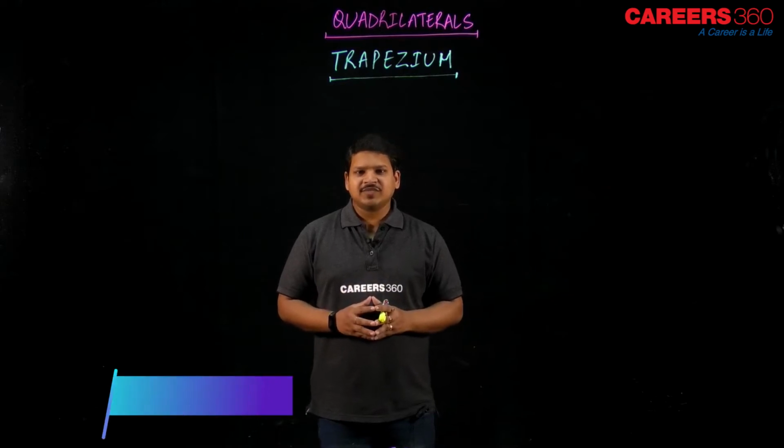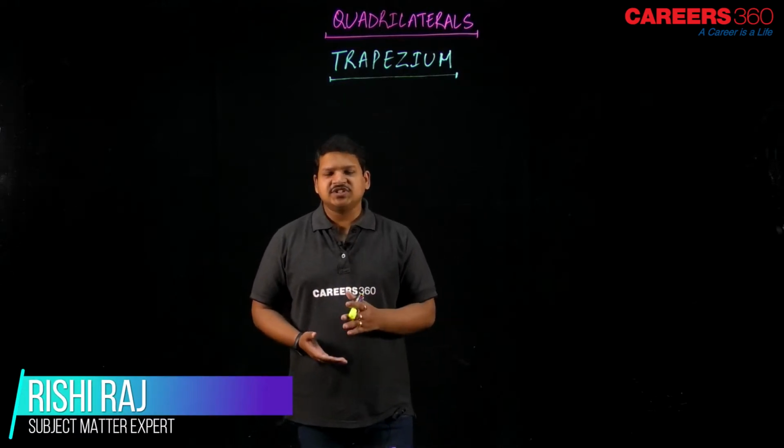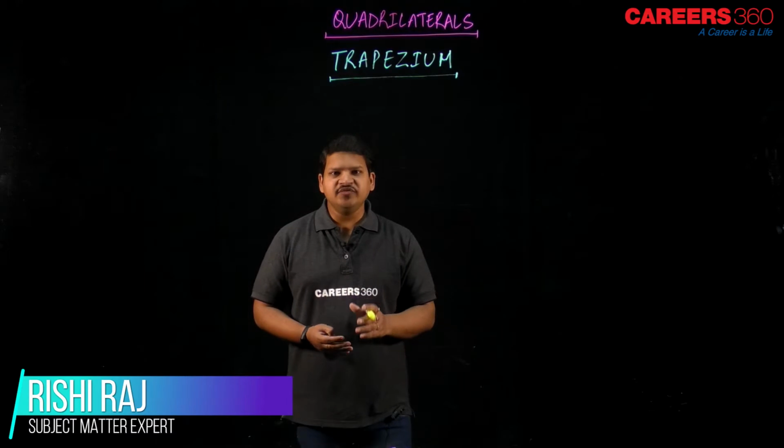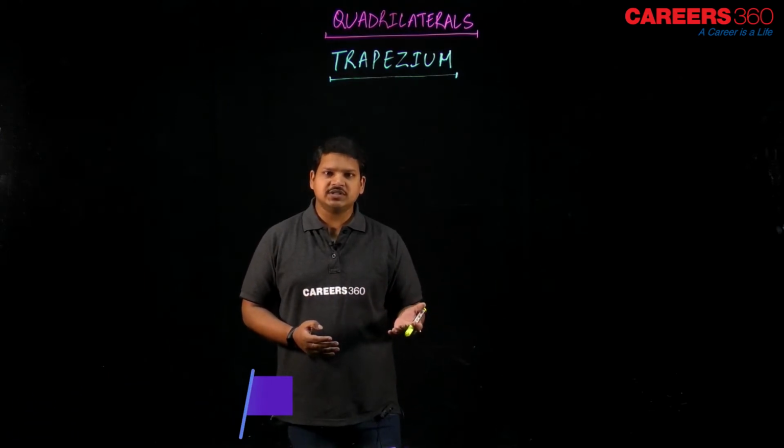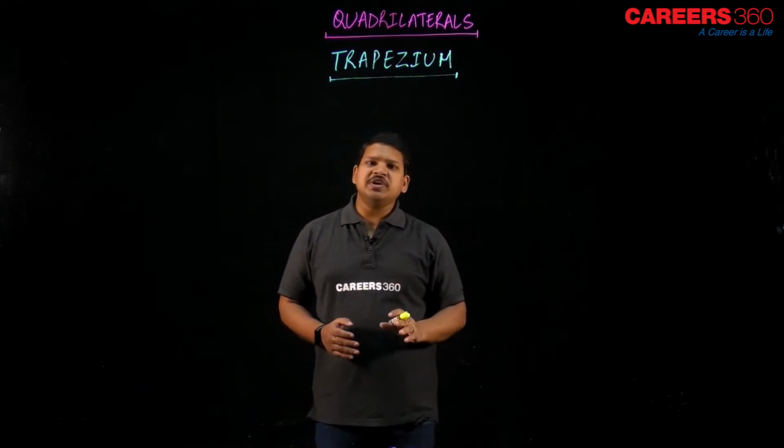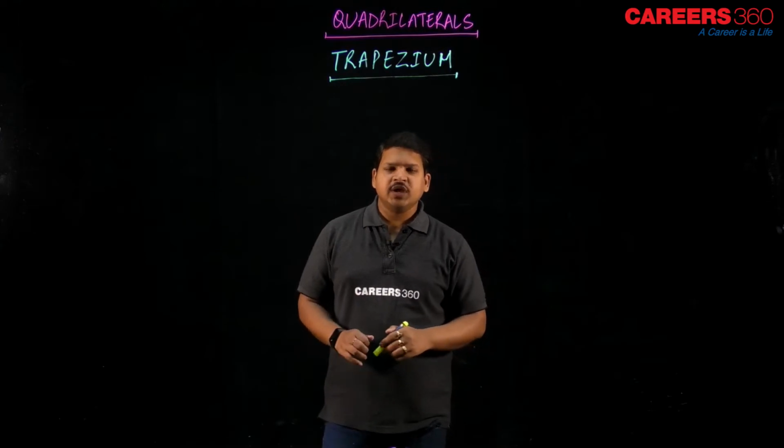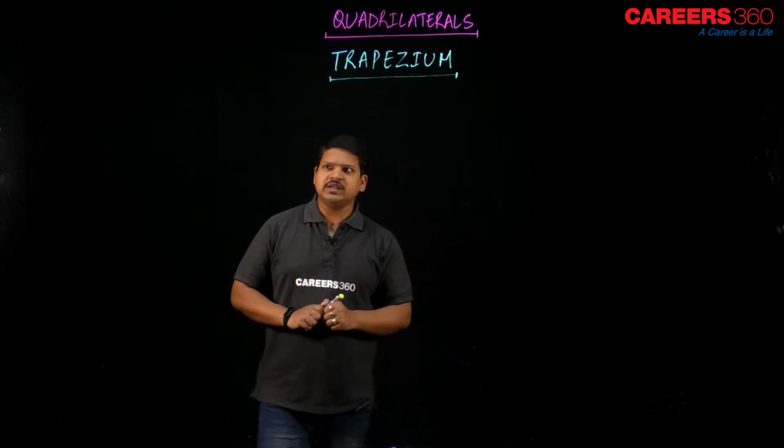Welcome back everyone. From this lecture onward we are going to look at various types of quadrilaterals, in which trapezium is the very first one. Now what is a trapezium? Let's have a look at that.